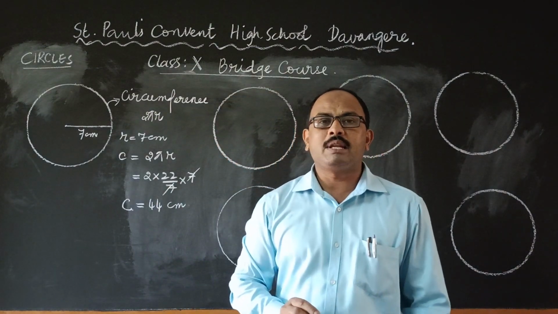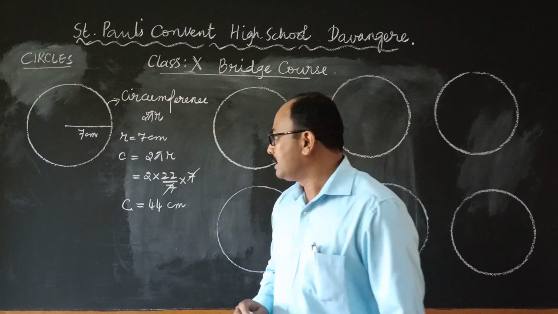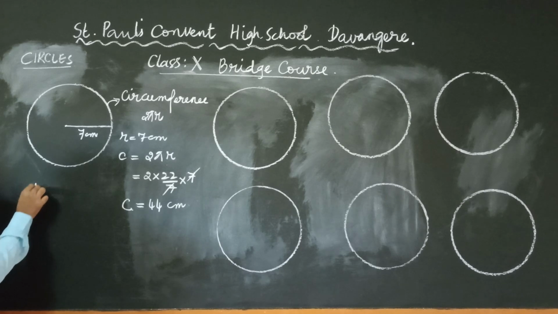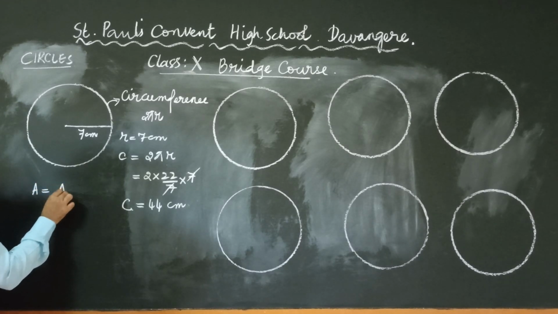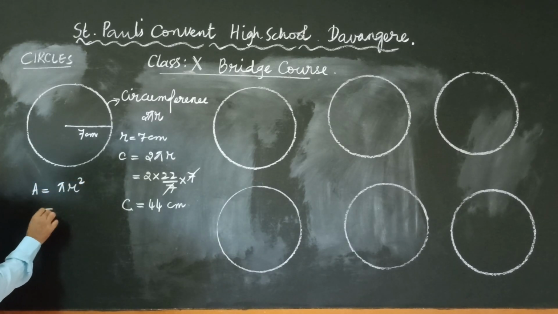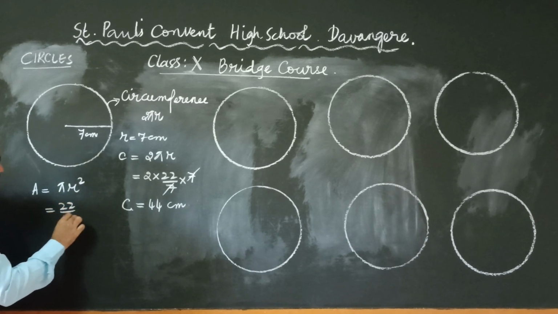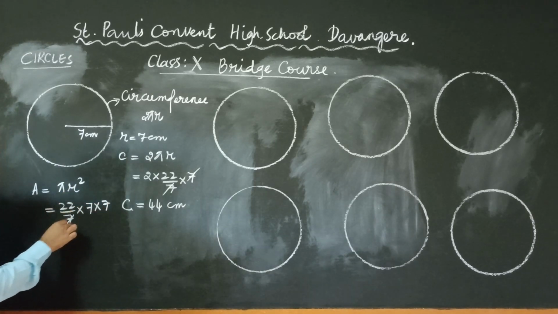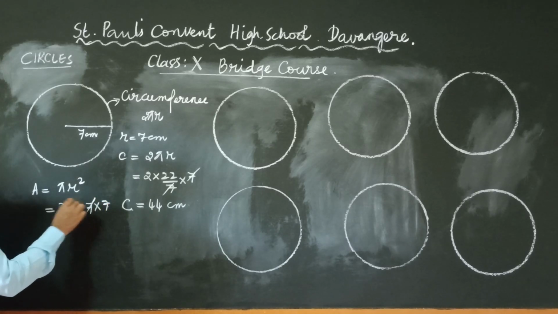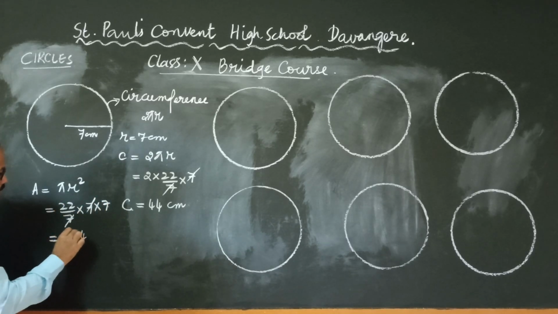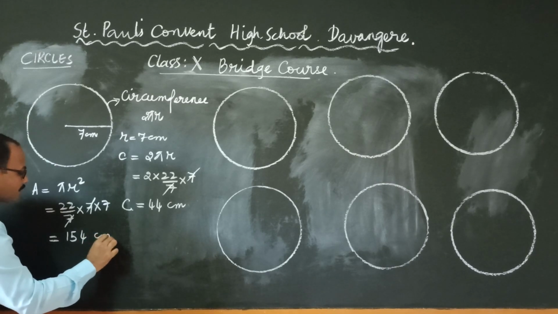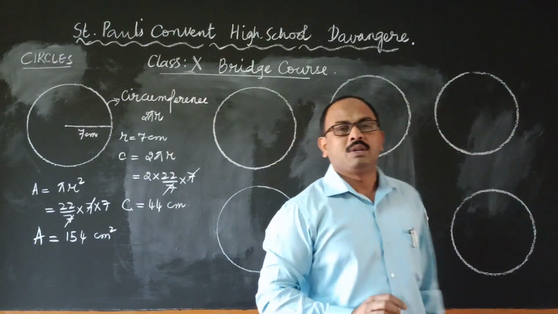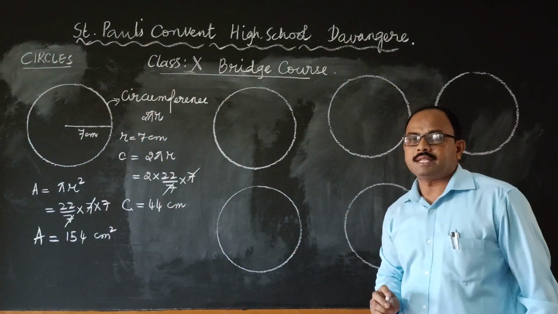If you want to calculate the area of the circle, then we have the formula, children. The area of the circle, as all of you know, is pi r square. Pi is 22 by 7. R square is 7 into 7. The 7s cancel, then 22 into 7, which is 154 centimeters square. This is how we calculate the area of the circle.